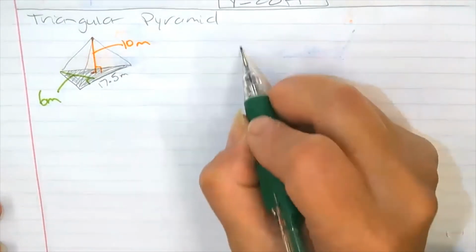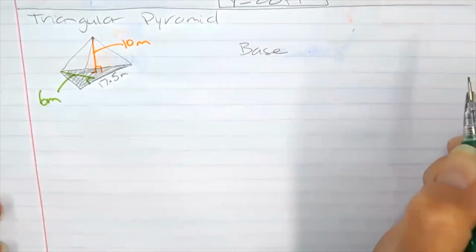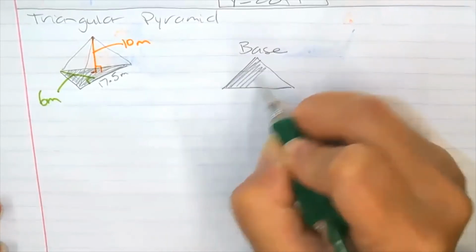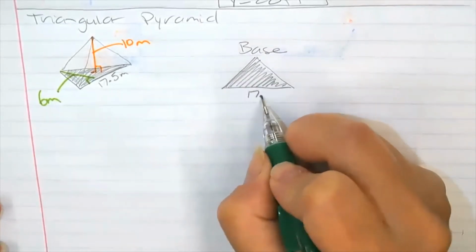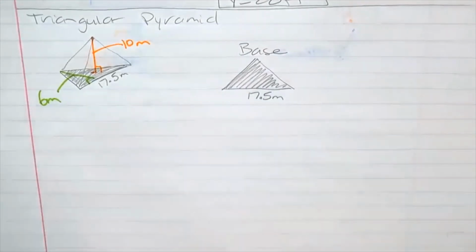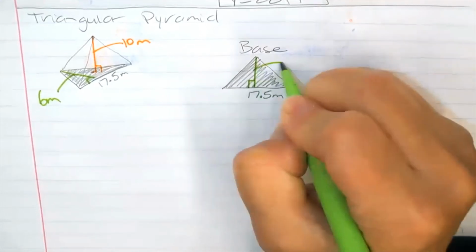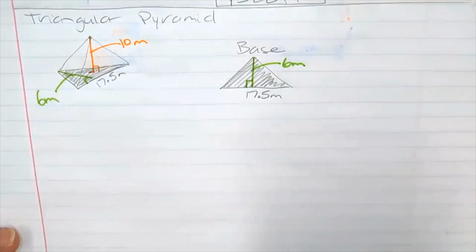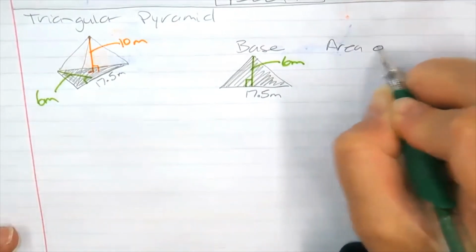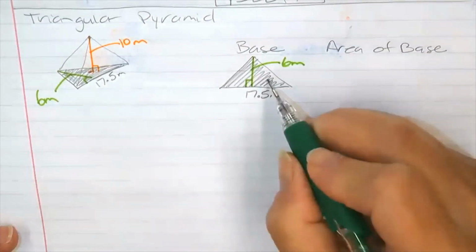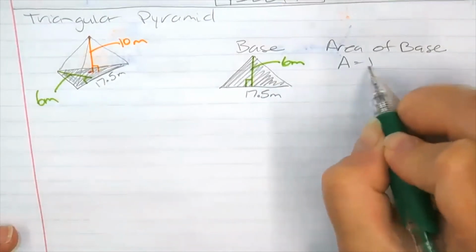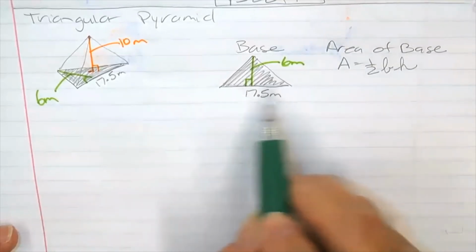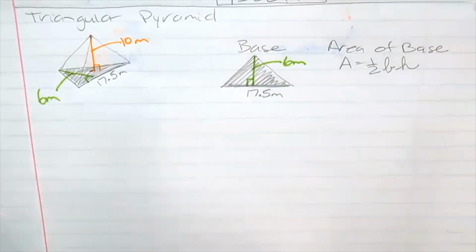I can see that my base is a triangle. So this looks like it's my base, 17.5 meters. And then the height of this triangle looks like 6 meters. So the first thing I need to do is find the area of the base. Now to find the area of a triangle, it's 1/2 the base times the height. And we're talking about the base of the triangle, this base right here.